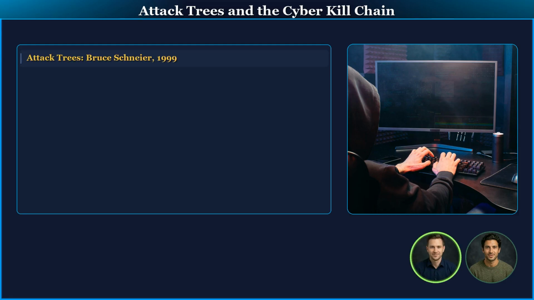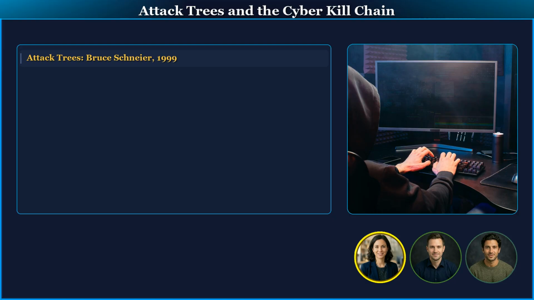Here is a thought experiment. If you wanted to steal the crown jewels of a financial institution, how many distinct paths exist? 50? 200? Attack trees, introduced by Bruce Schneier in 1999, give you a systematic way to enumerate every single one before an attacker does. The model starts with a root node representing the attacker's ultimate goal, then branches outward into every possible sub-goal needed to achieve it.